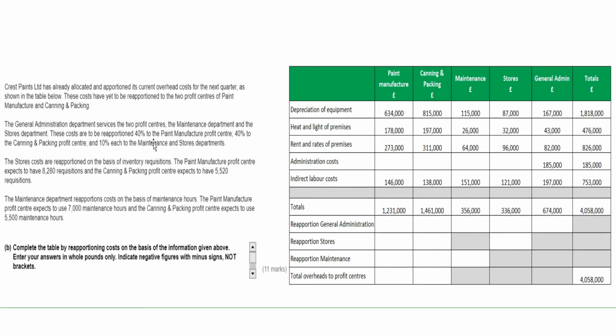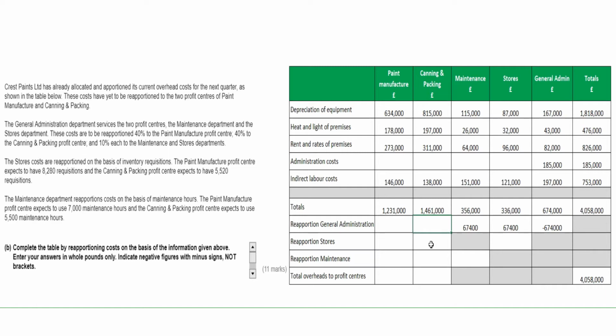These costs are then reapportioned 40% to manufacturer profit centre, 40% canning and packing, 10% each to maintenance and stores. So, over here in the table it shows that the total for general admin was 674,000. So the first thing to do is to minus that away, okay? Because you need general admin to now be on 0, because you're going to spread it across the rest, meaning this needs to be on 0. We now need to get 10% for stores, which is 67,400, and they said it was also 10% for maintenance of this 674,000.